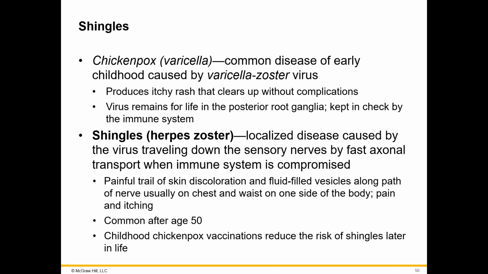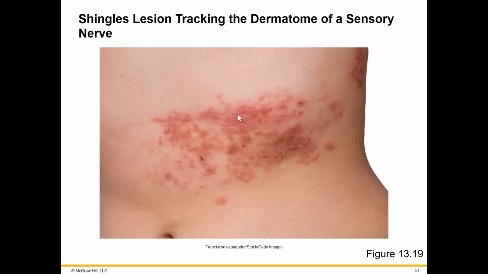That's shingles. So in shingles, there's axonal transport along these axons. This virus is going to hijack the subway and start to move in this axonal transport. There's childhood chickenpox vaccinations that reduce the risk of shingles later in life. That's shingles.